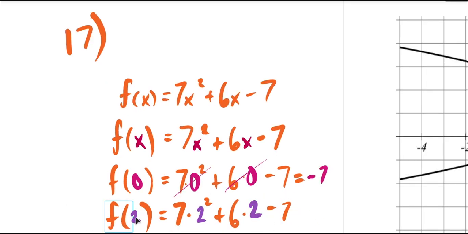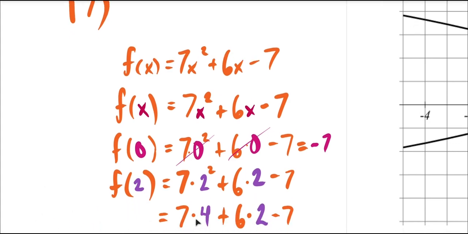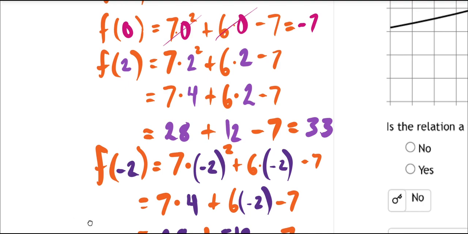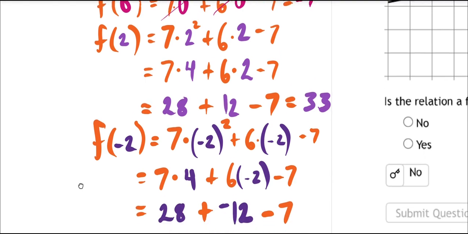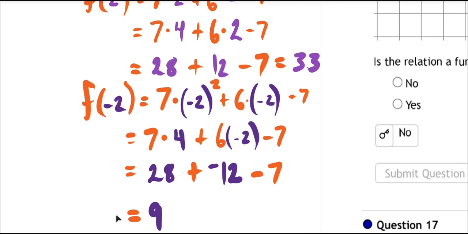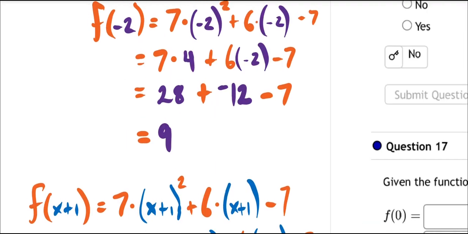On the other hand, if I plug in 2, we're going to need to follow our PEMDAS rules and do this appropriately. We begin by squaring, which gives us 4. Then we take care of any multiplication or division that's left. 7 times 4 is 28, 6 times 2 is 12, minus 7, we get 33. Same with negative 2. We should keep in mind that negative 2 itself is being squared first, so this gives us positive 4. And then taking our products, we now wind up with negative 12 instead, and doing the rest of the arithmetic, we get 9.